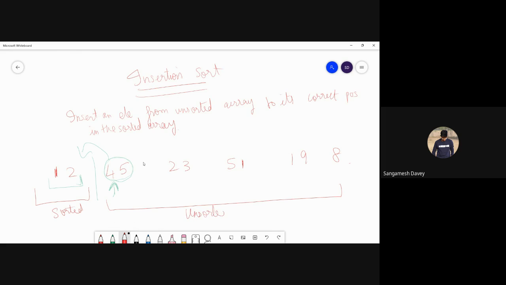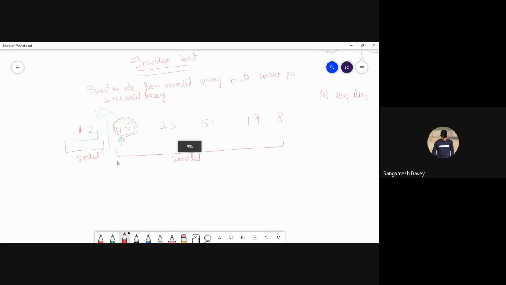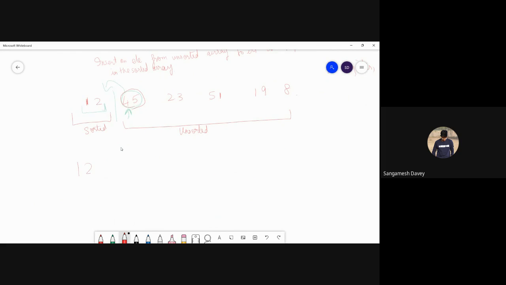Now read the English, it will be much more comprehensible: insert an element from the unsorted array to its correct position in the sorted array. So I'll take 45 and compare it with everyone in the sorted array. Obviously 45 is greater than 12, so I'll insert it like this: 12, 45. So this becomes sorted. I'll have the remaining 23, 51, 19, and then 8.